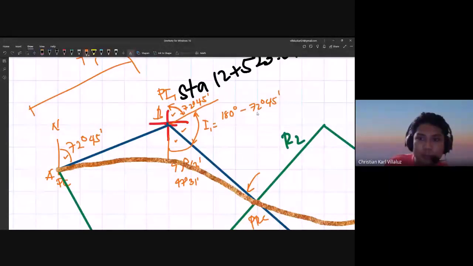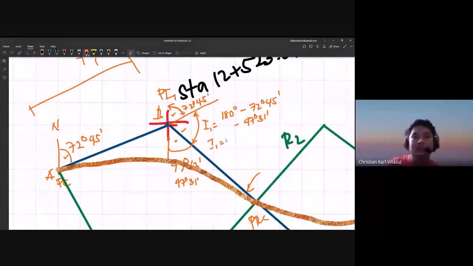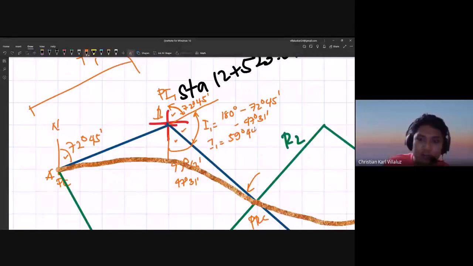So this is I1: 180 minus 72 degrees 45 minutes minus 47 degrees 31 minutes. So I1 is 59 degrees 44 minutes.